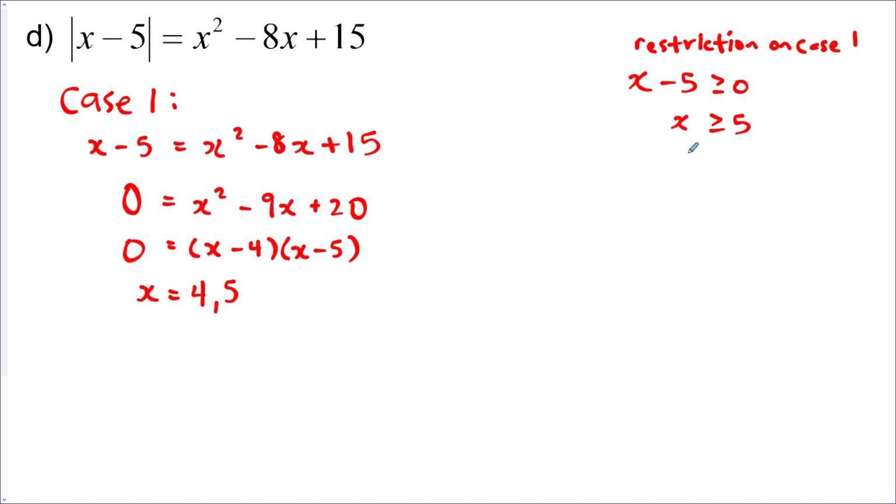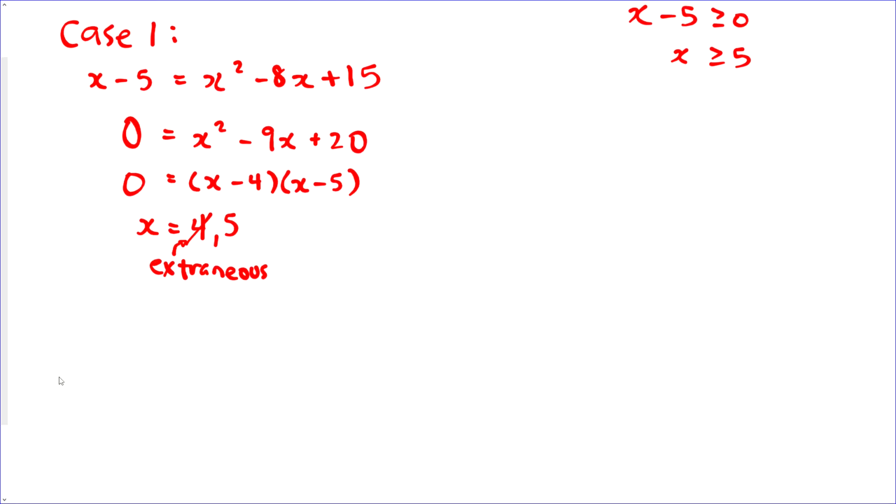Now I'll look at my restrictions. x is greater than or equal to 5. So that means that this one does not work here. It's extraneous. Let's put an arrow to it just to be clear. It's the 4, not the 5. So that one's extraneous, but the 5 is good. Satisfies that restriction. Let's do case 2.